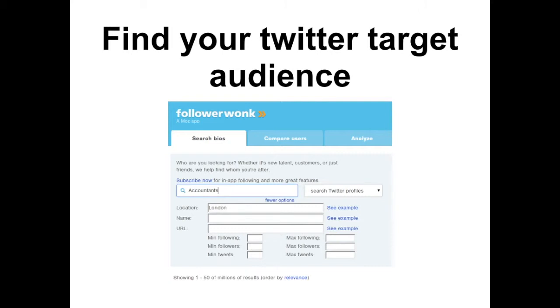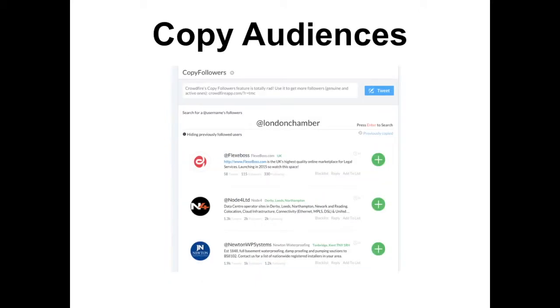So that's one of the simple ways that you can find people within your target audience. However, what you can also do is copy audiences from maybe your competitors, or from an organization where you think your target audience or potential clients will most likely be following. So say, for example, this is the London Chamber of Commerce Twitter account. If you think you're going to have a lot of business people following this account, you can then use the tool called Crowdfire app. So I'll put that in the comments as well in case you need to spell it.